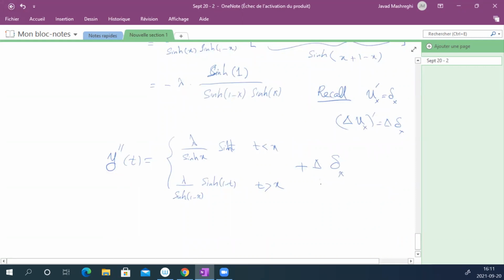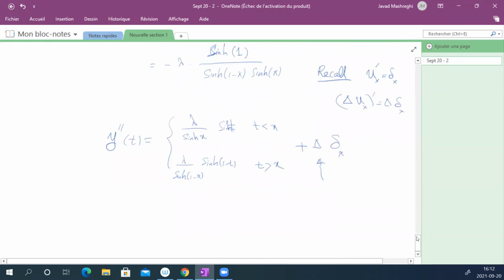This is the part that I wanted to add here. I added it without going into detail of distribution theory. You need to be careful about this. And then, just observing this, you see that this is precisely equal to the y that we had before. So y double prime is equal to y plus delta x.